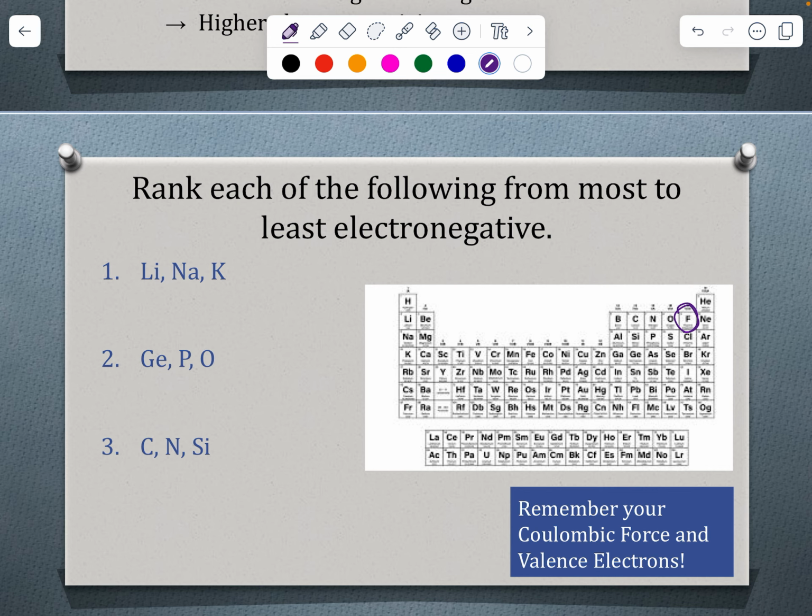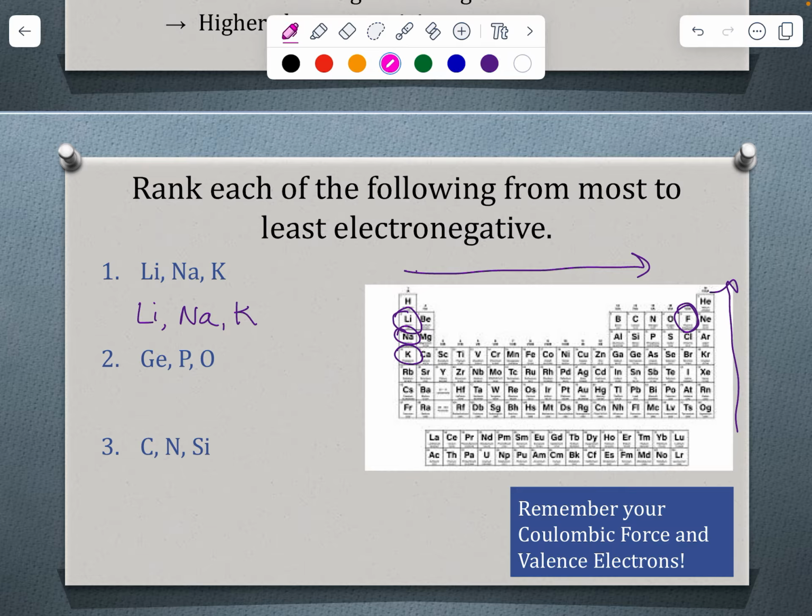All right, last step in this is ranking these in terms of electronegativity. We've got lithium, sodium, potassium, from most electronegative to least electronegative. As we're looking at these, lithium is going to have that stronger Coulombic force, so it is going to attract electrons more. Then sodium, and then potassium. And again, if we want to, we can draw our trend on our periodic table there.